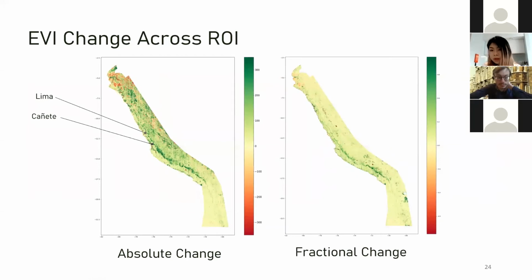We did the process that we did with the Cañete region for our entire region of interest. Just to give you a sense of scale, this is how big the Cañete region is compared to our region of interest. Here's Lima.